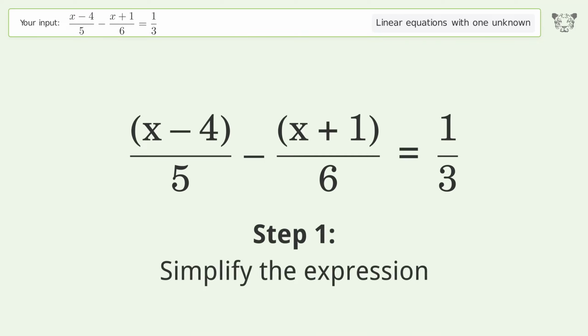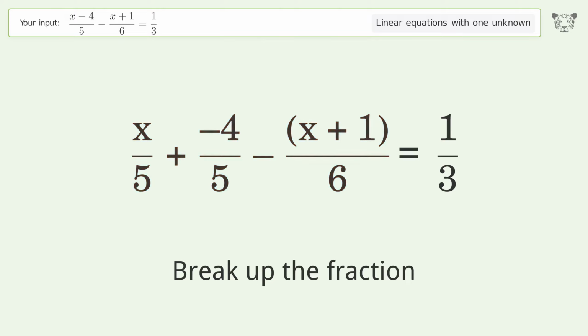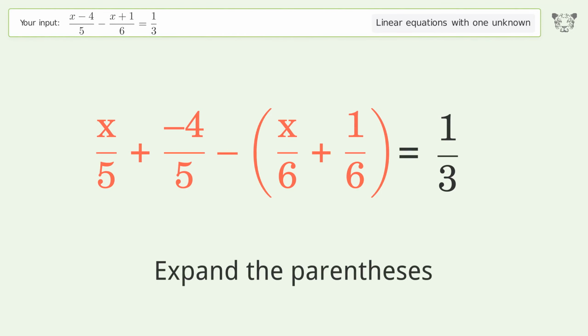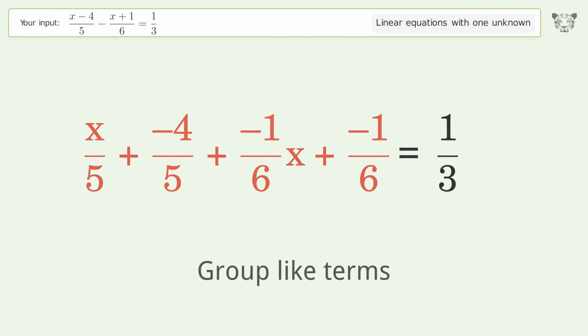Simplify the expression. Break up the fraction. Expand the parentheses. Group like terms.